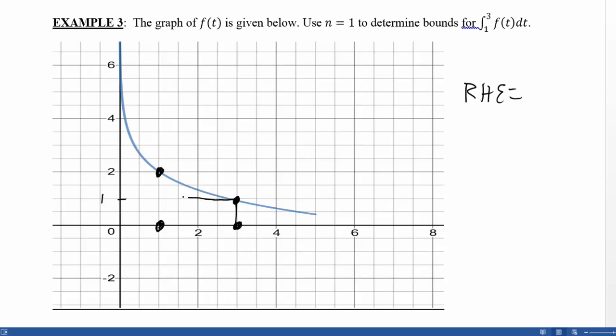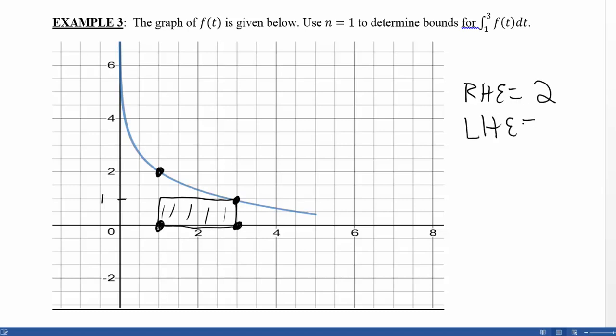So a right-hand estimation means that I'm going to use the right-hand point of the 2, which is 3, to help me get the height of the rectangle. So the right-hand tip of this rectangle will touch the function, and I want to find the area of that rectangle. So the width is 2 units and the height is 1 unit. So 2 times 1 gives me a right-hand estimate of 2.